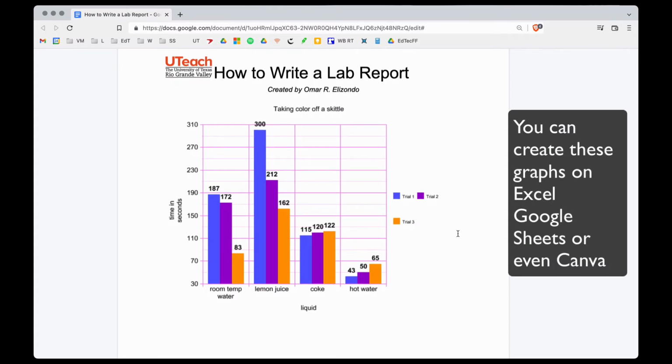So right here, we have a bar graph. You are probably going to have a bar graph in your reports. It's one of the easiest to read, and it's one of the easiest to make. And it's very common. So let's take a look at this bar graph. What we have here is a title. You should have a title for your bar graph.